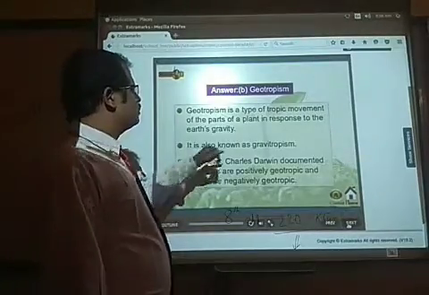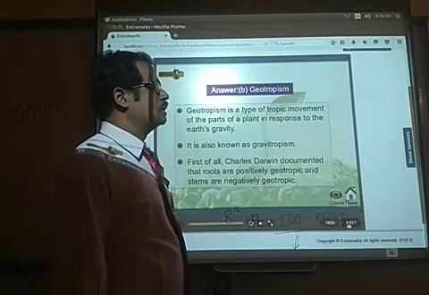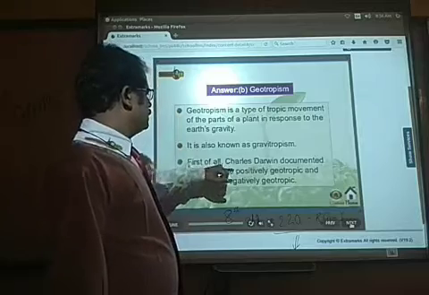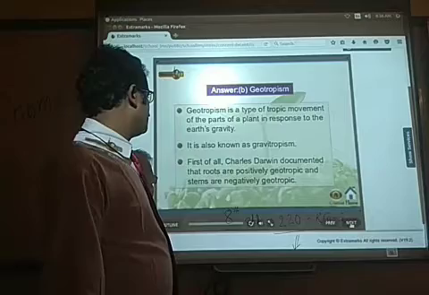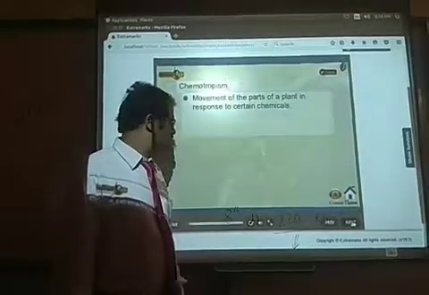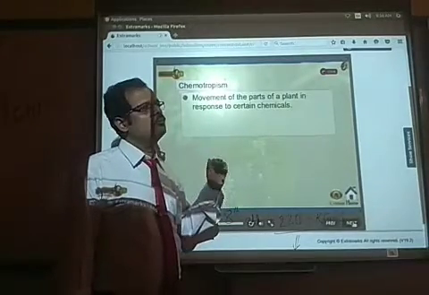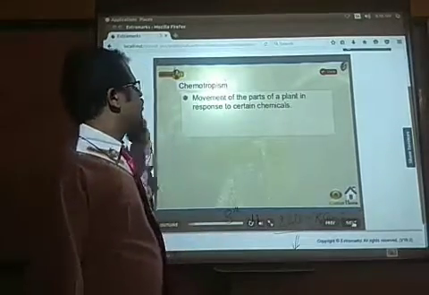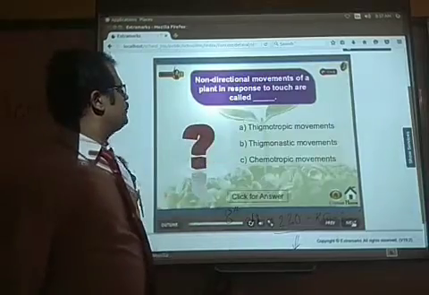It is also known as gravitropism because this movement occurs towards the gravitational force of the Earth. Charles Darwin documented that roots are positively geotropic and stems are negatively geotropic. It means the stem moves upward and the root moves downward. Now chemotropism: movement of a part of the plant in response to certain chemicals.